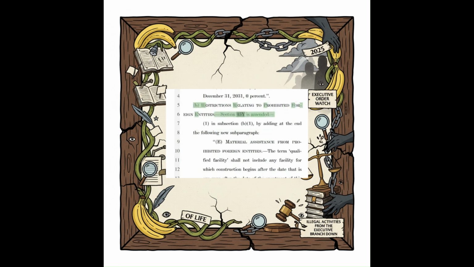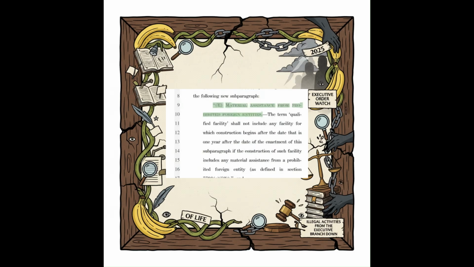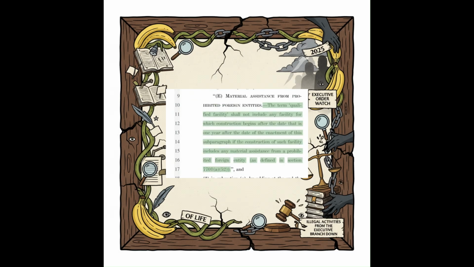Section 45 is amended. In subsection, by adding at the end the following new subparagraph. Material assistance from prohibited foreign entities. The term qualified facility shall not include any facility for which construction begins after the date that is 1 year after the date of the enactment of this subparagraph if the construction of such facility includes any material assistance from a prohibited foreign entity.